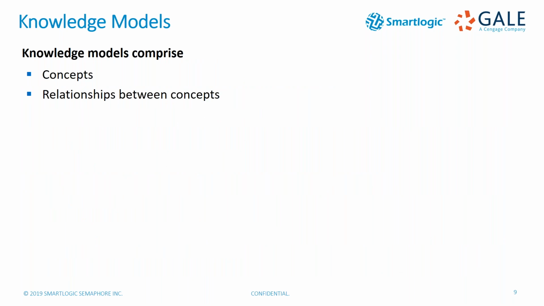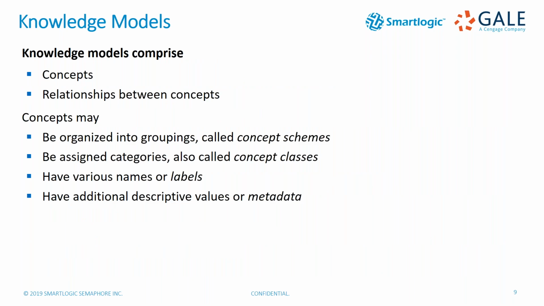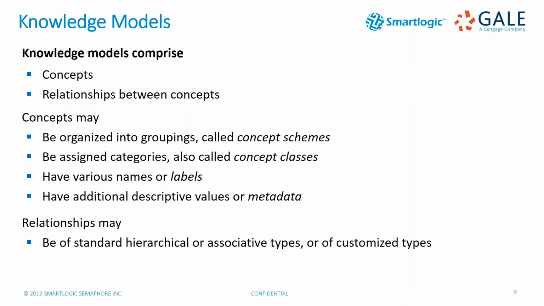Okay, let's look more at knowledge models and what they comprise. They comprise concepts and relationships between concepts. Concepts then can be organized into groupings called concept schemes. So a concept scheme is essentially the same as a knowledge model. Concepts within a concept scheme might be assigned subgroupings or categories called concept classes. Concepts have various names or labels, and they may have additional descriptive values or metadata. And their relationships can be of standard hierarchical or associative types, which are described in the ANSI and ISO standards, or you can customize them.